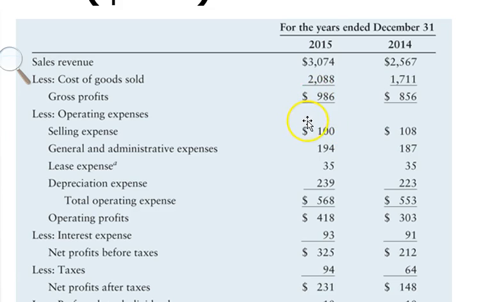So we have this gross profit, then selling expense. What do you think that is? That is money that we spend to help sell things. Maybe it's through advertising, maybe it's through personal salespeople. So we have our selling expenses. We have our general administration expenses.